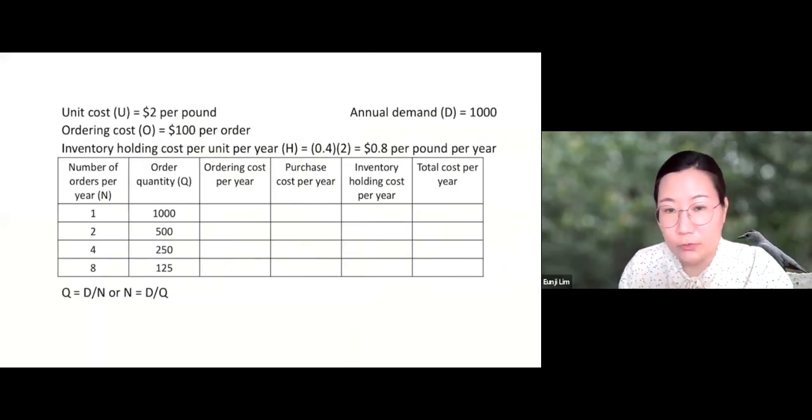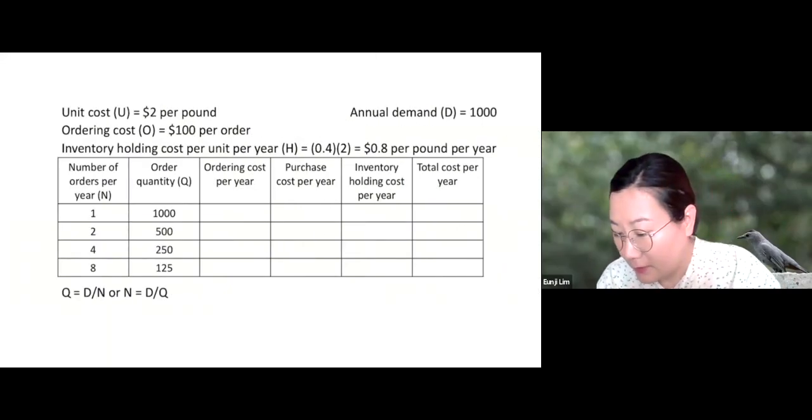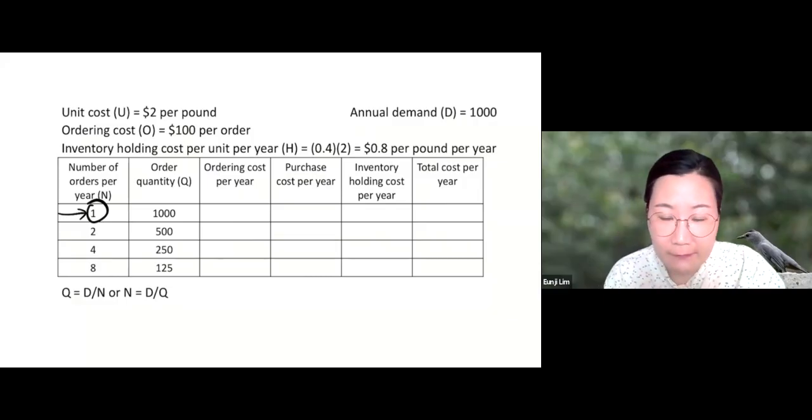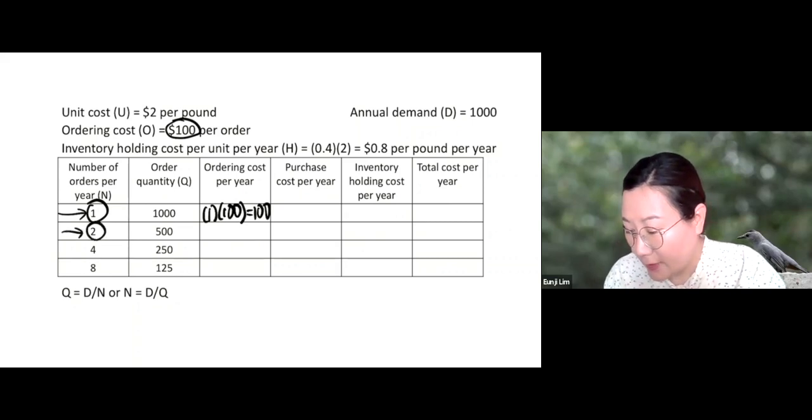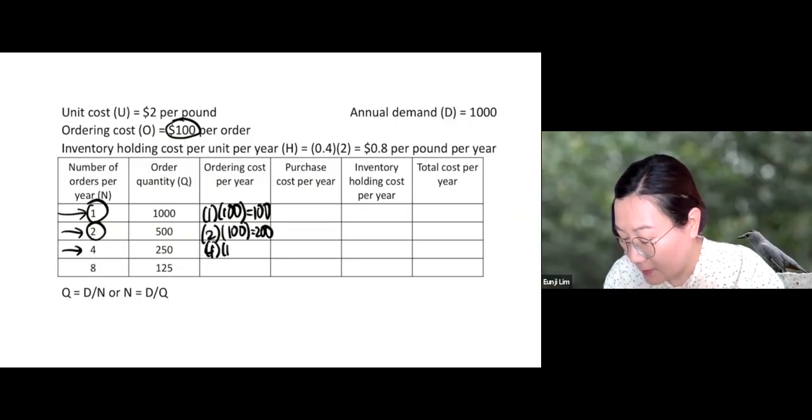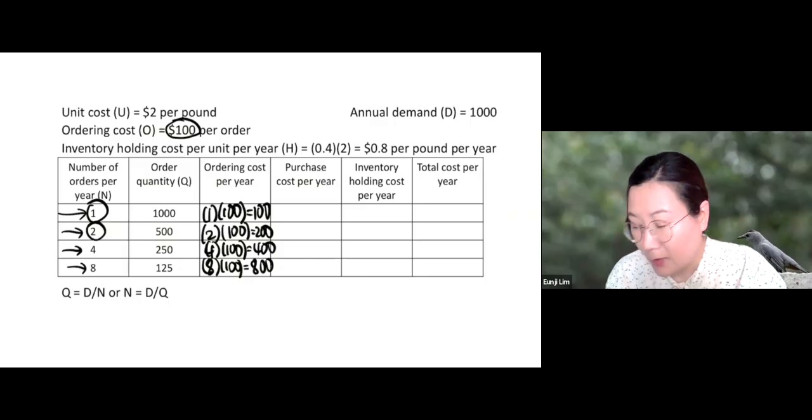Now, let's compute the ordering cost per year. In the first case, when you place 1 order every year, what's the ordering cost? The ordering cost is $100 per year. Since we ordered once, it's 1 times 100, which is 100. Next case, if you order twice a year, the ordering cost is 2 times 100, which is 200. Next, 4 times a year times 100, 400. Next, 8 times a year, 800.